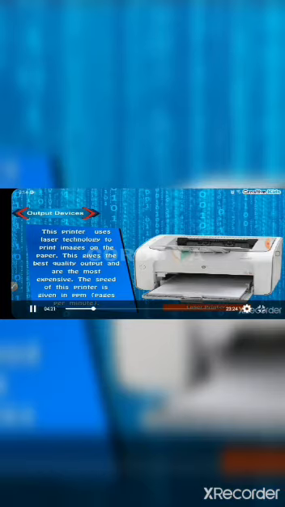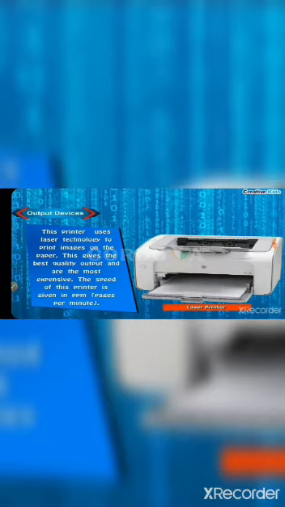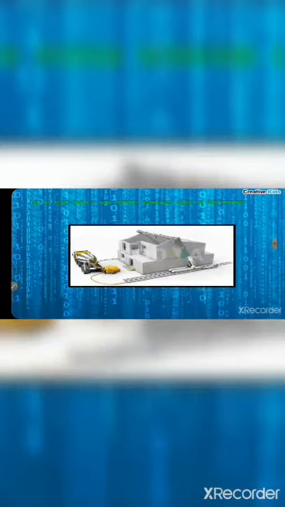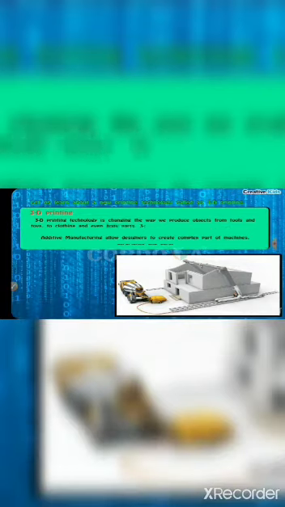Inkjet printer. This printer forms letters and images on the paper by spraying small streams of quick-drying ink. The speed of this printer is given in LPM, lines per minute. Laser printer. This printer uses laser technology to print images on the paper. These give the best quality output and are the most expensive. The speed of this printer is given in ppm, pages per minute.